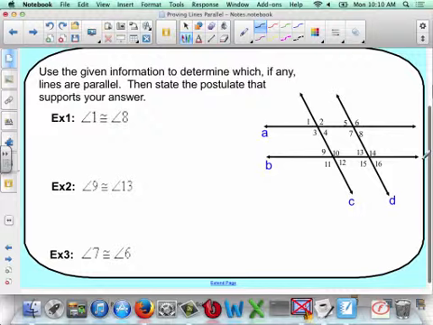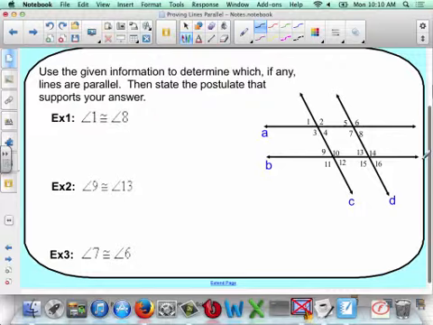So, if I look at angles 3 and 10, let's just throw that out there right now. It's not part of this page. If I said angles 3 and 10, where are they? Okay, so 3 and 10 are alternate interior. So if they were equal, which two lines would be parallel? A and B would be my parallel lines. And then you would say they are parallel by alternate interior angles. Okay, that's how we're going to do this page.